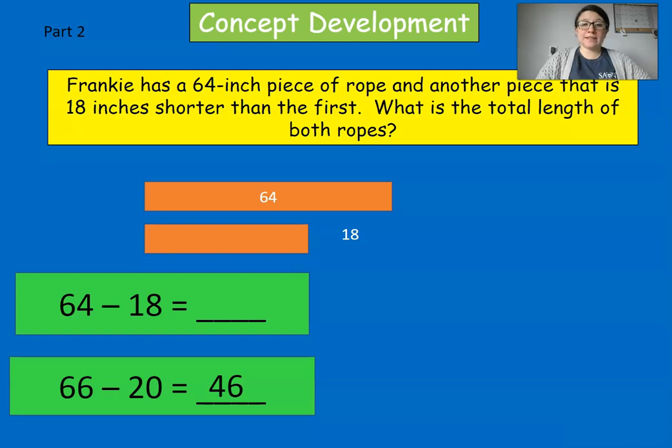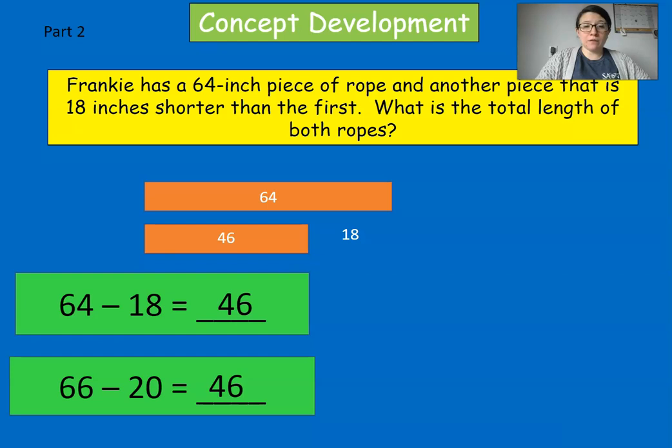We got 46 inches of rope. So we have one rope that is 64 inches, one rope that is 46 inches. Awesome, that's part one of our problem. Part two of our problem, we want to know what is the total length of both of our ropes. If we put both our ropes together, what's our total length going to be?